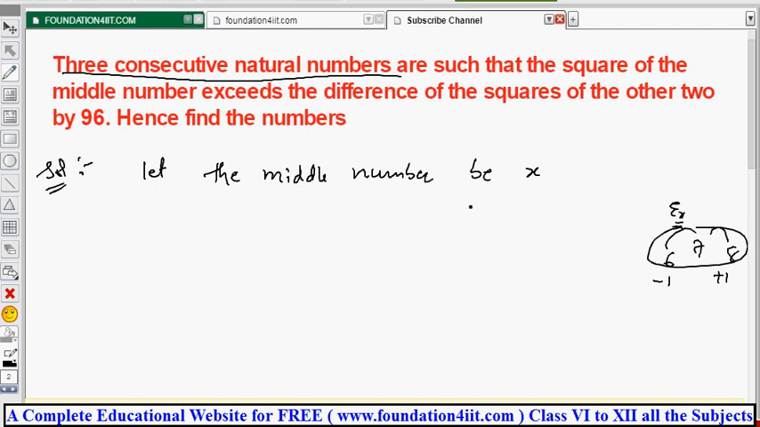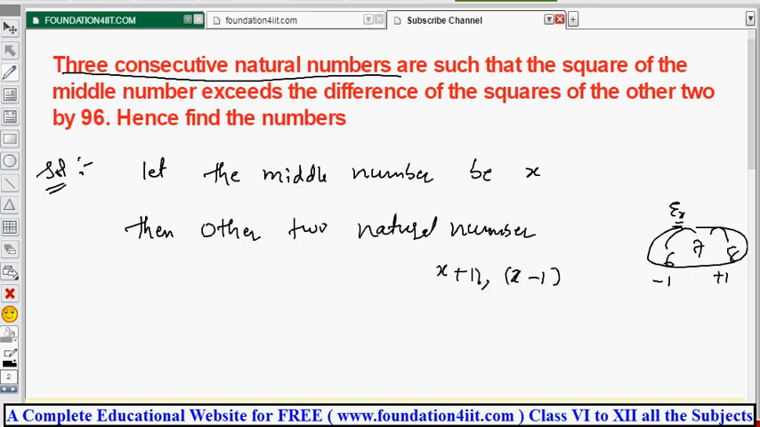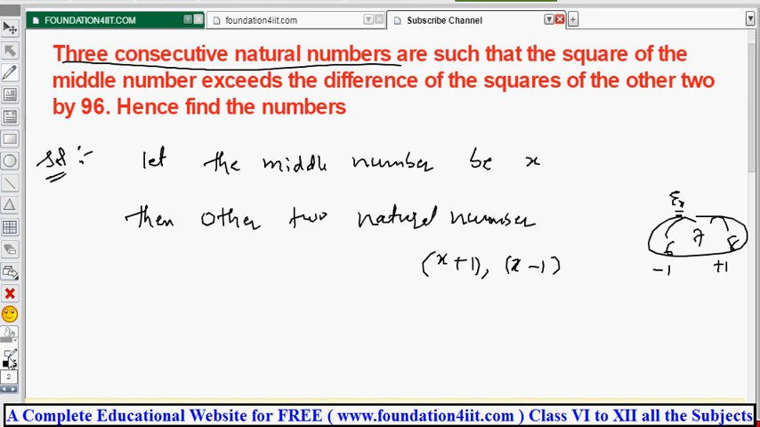Now if x is the middle number, then the other two natural numbers are simple. One is x plus 1 and one is x minus 1. Same like this, because they mentioned there are three consecutive natural numbers. Now if you see the condition, the condition is important. Square of the middle number. That is x square.